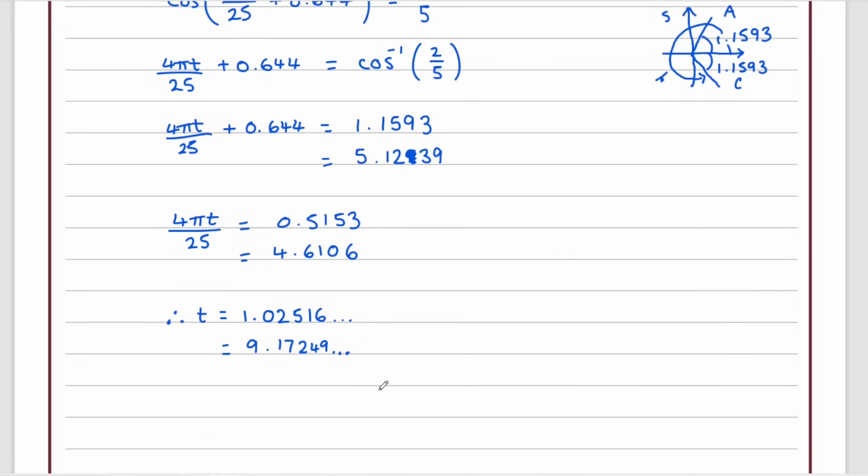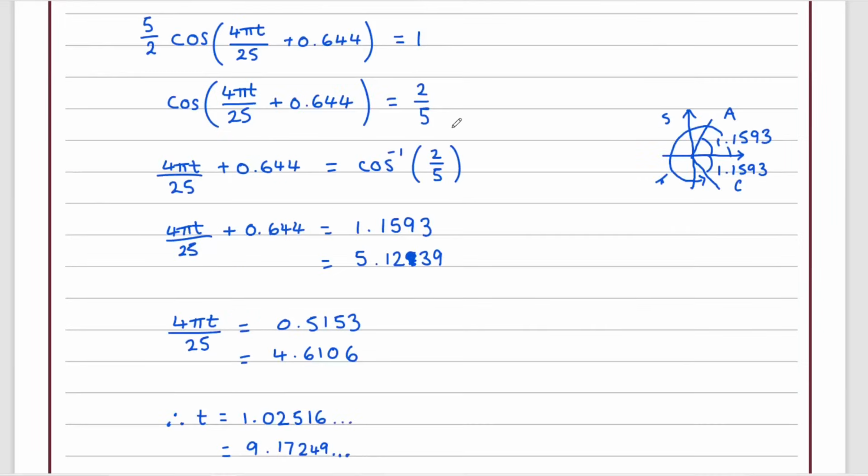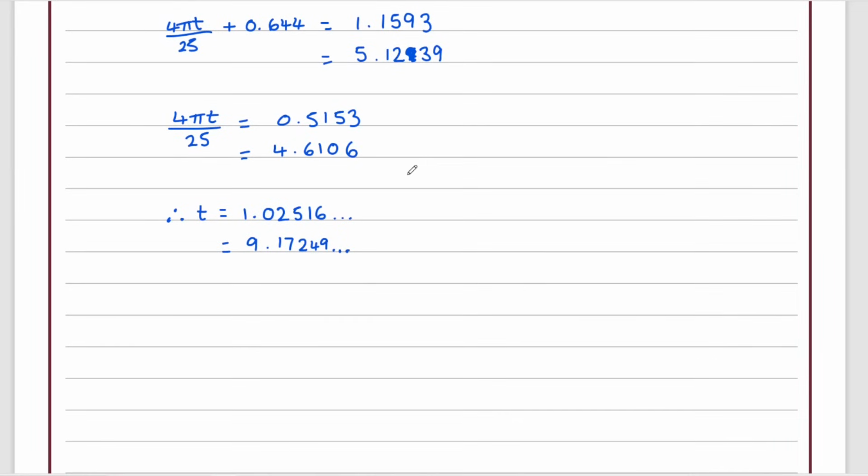Now we need to be slightly careful. We don't leave the answer like this. So remember, t corresponds to the number of hours since midday. So I've got these two values of t here. What I need to do now is convert this into an actual time. So this 1.02516, I need to convert this to hours and minutes. So in that case, I'm going to take 0.02516, times that by 60. Okay, and what this will tell me is how many minutes this corresponds to.